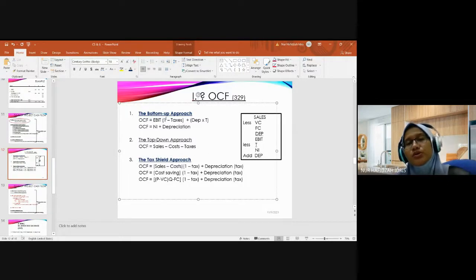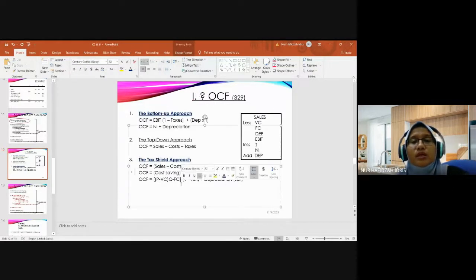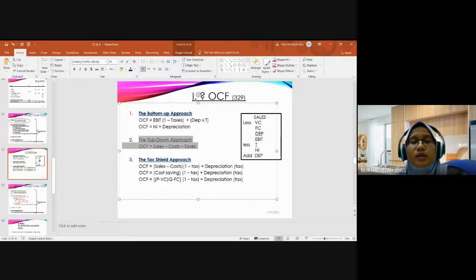Okay, if the question gives you information about the EBIT, okay, or the operating income, okay, so you, in order to find the OCF, you will use this formula. Okay, otherwise, if the question gives you the information on the company's sales cost or the cost saving or about the price per unit, quantity per unit, so we will use this formula. Okay, the last one is top-down approach, sales cost and tax blah blah blah. This is a very rare. So far tak pernah lagi lah kita pakai benda ni because this is not in depreciation.